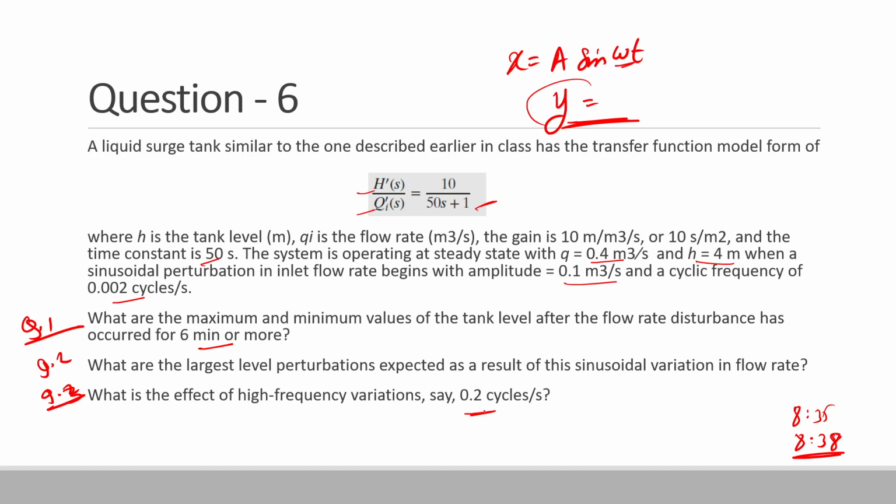So over here, this 0.2 cycles per second, we are given frequency, that is f is equal to 0.2 cycles per second, and the omega is defined as 2 pi f. So this will be useful for you to solve the questions. We will discuss the solution once you are done with solving it.